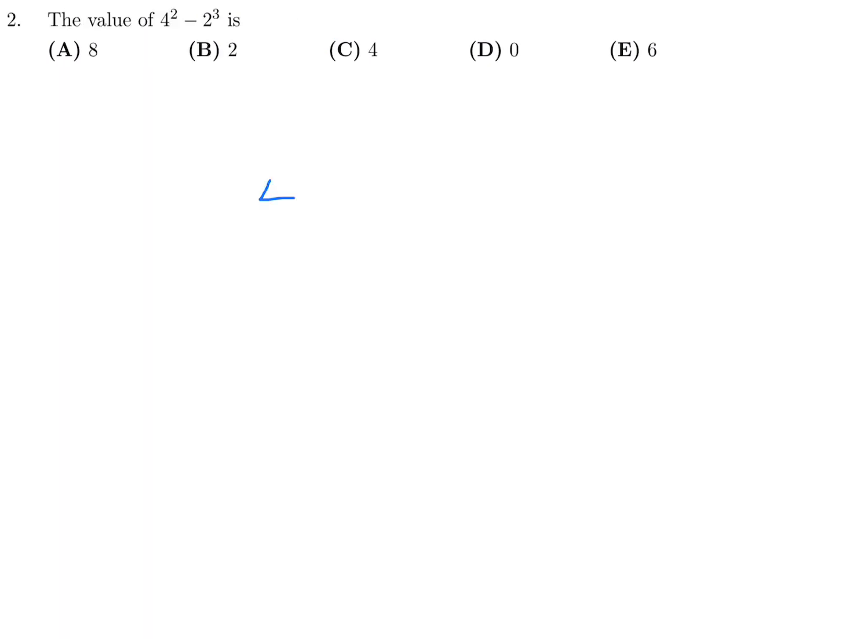The value of 4 squared minus 2 to the power of 3 is: 4 squared is 16, 2 to the power of 3 is 8, and therefore 16 minus 8 is 8. And therefore number 2, the answer is A.